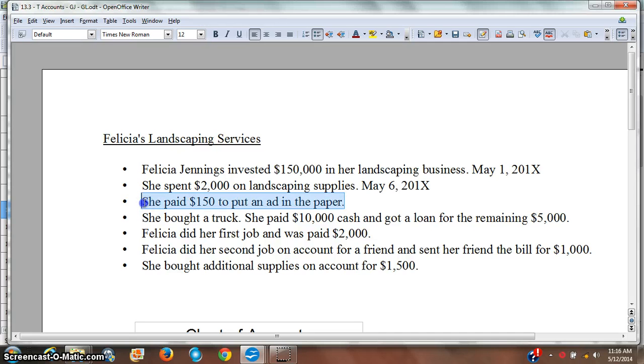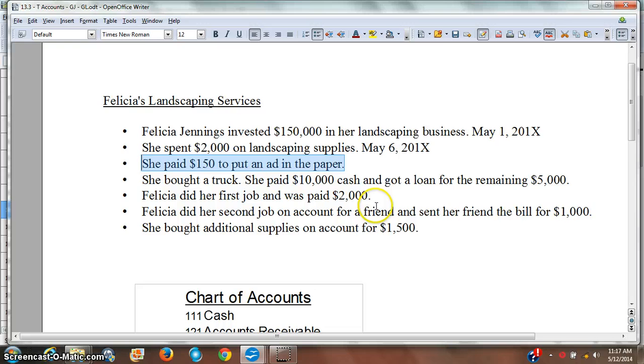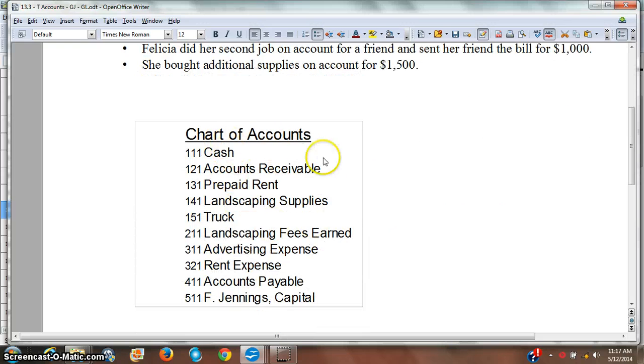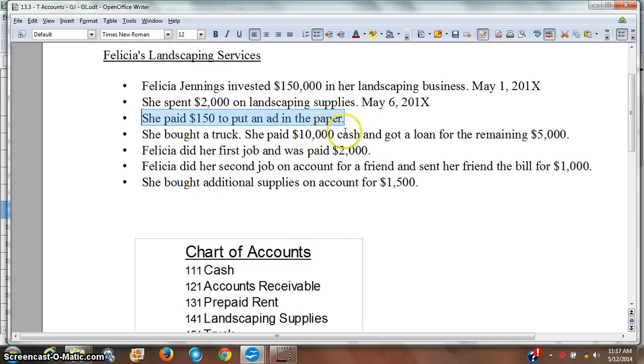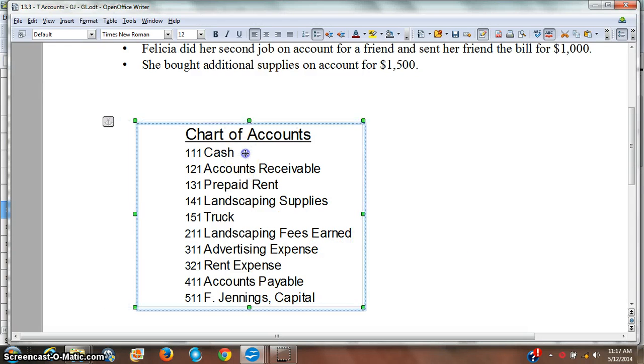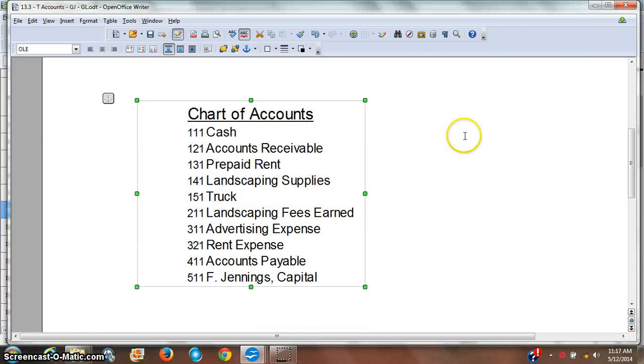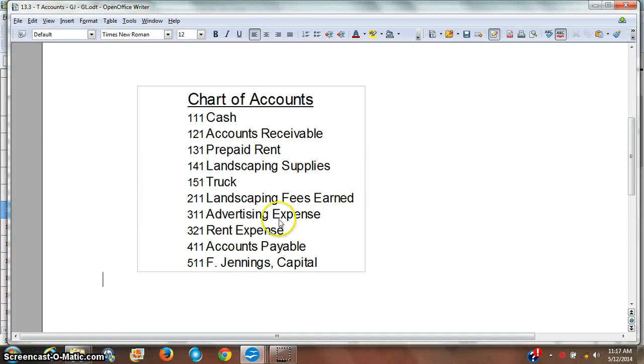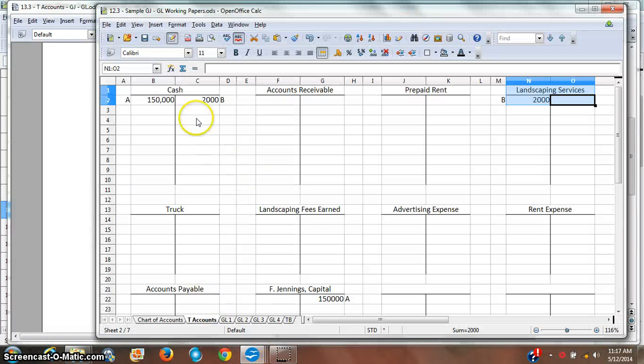So next, she paid $150 to put an ad in the paper. I can look at my chart of accounts, and since I'm using double entry, I'll need to hit two accounts. So put an ad in the paper. First thing here is that cash went down. I paid her money. I now have less cash. But then there's another account here called advertising expense. So I'll take it to my T account here. Cash went down. There's a decrease to cash. And then since I'm using double entry, I'll put it on the other side and put it in advertising expense.